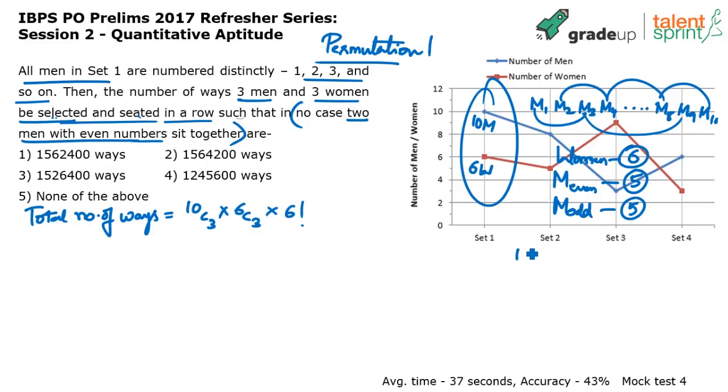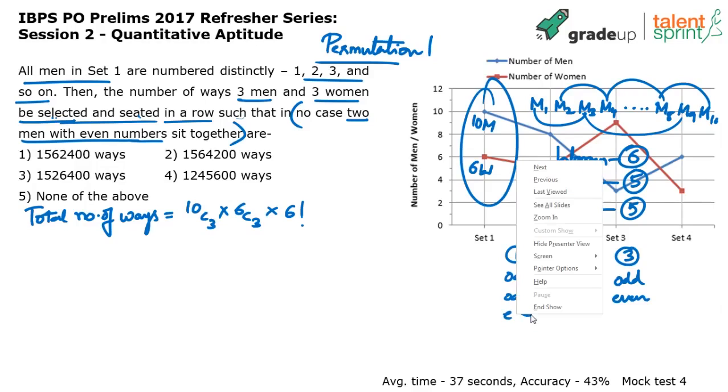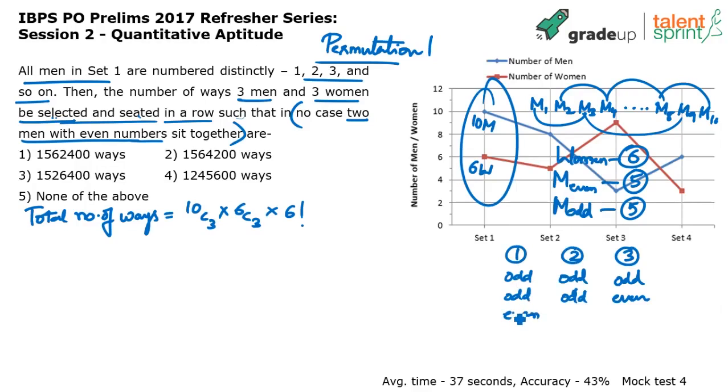We are selecting 3 men, right? Let's say 1, 2 and 3 men. Now, what are the possibilities? All the 3 men can have odd numbers. Can we select all odd number men? Yes, possible. I can get M1, M5, M7. All 3 can be odd. I can select 2 odd and 1 even. I can select all 3 even. All even numbered men. Yes or no? All 3 men whom we select can be even numbered men, right?